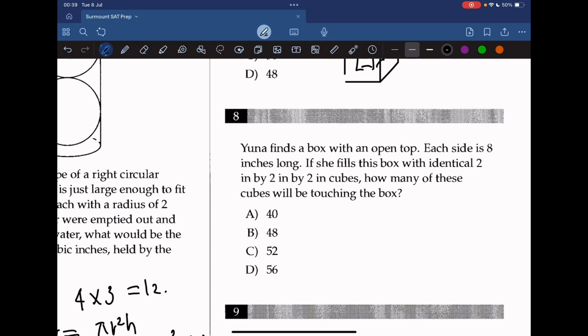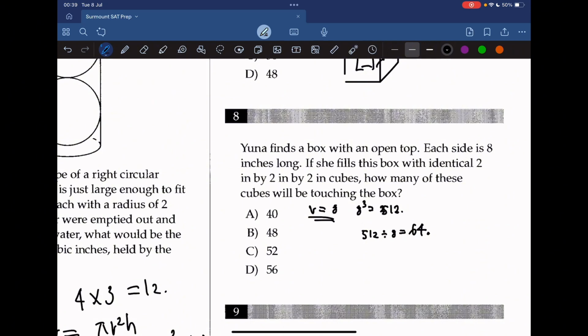So we know that each small cube is 2 by 2 by 2. So the volume of each cube is 2 cubed, which is 8. And the volume of the outer box is, because each side is 8 inches long, 8 cubed, which is 512. So to calculate how many cubes there are in the box, we can just divide the volume of the bigger outer box by the smaller cube. So it's 512 divided by 8, which will give us 64 cubes in the box.